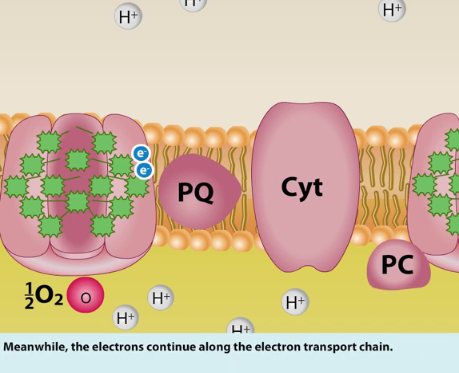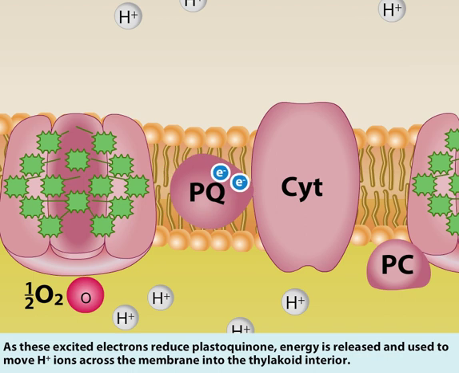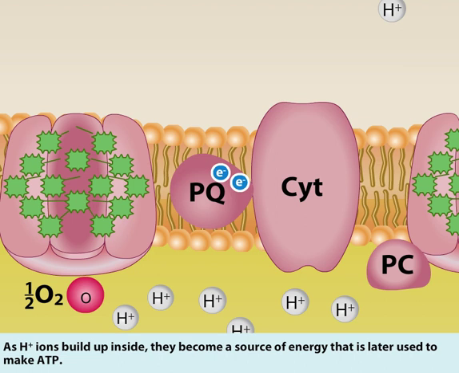Meanwhile, the electrons continue along the electron transport chain. As these excited electrons reduce plastoquinone, energy is released and used to move hydrogen ions across the membrane into the thylakoid interior. As hydrogen ions build up inside, they become a source of energy that is later used to make ATP.